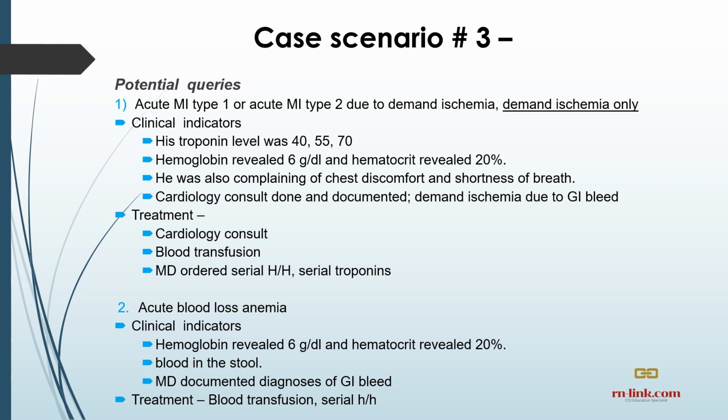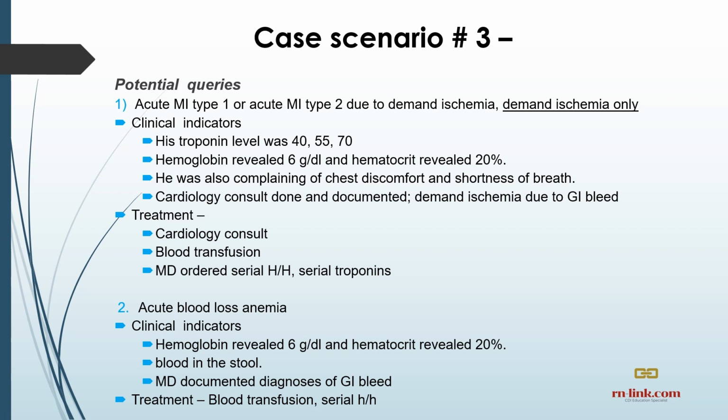Cardiology consultation done and documented, demand ischemia due to GI bleed. Treatment. Cardiology consultation. Blood transfusion. MD ordered serial H&H, serial troponins.